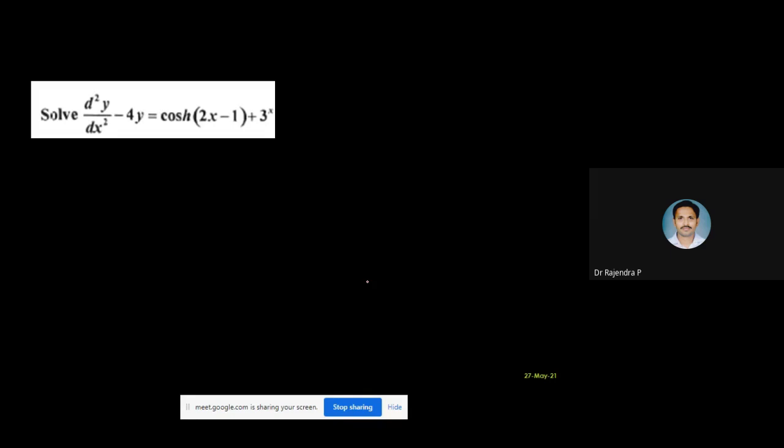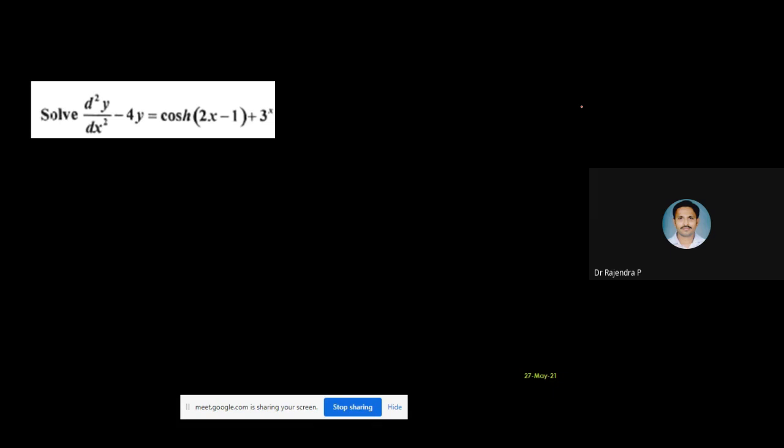Everybody is comfortable? Yes or no? So now we'll take some more problems, a little bit different problems. Here there is a hyperbolic function. Do you have knowledge of hyperbolic functions, like cos hx, sin hx? If you have, then okay. Otherwise, I will tell you.